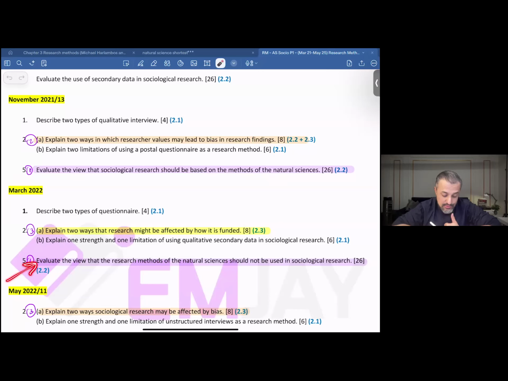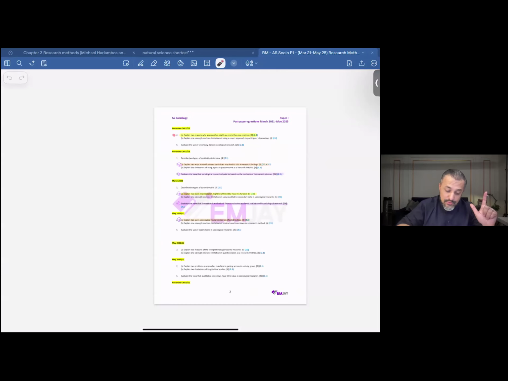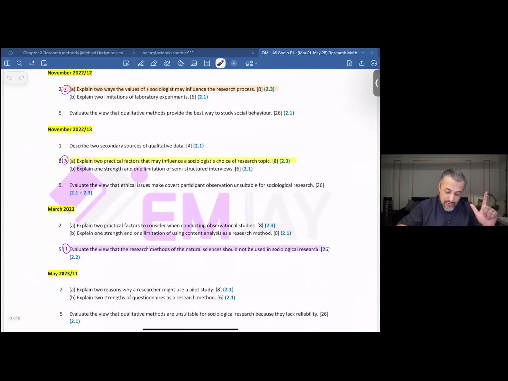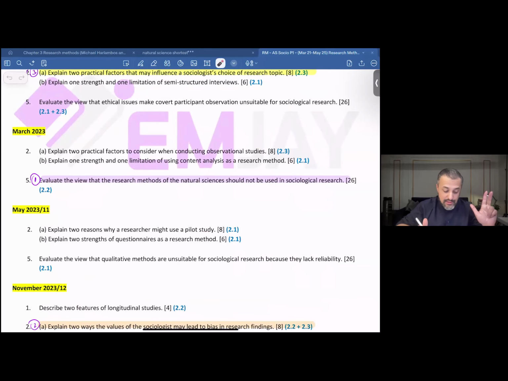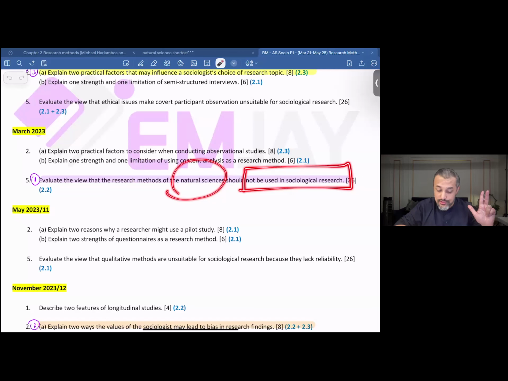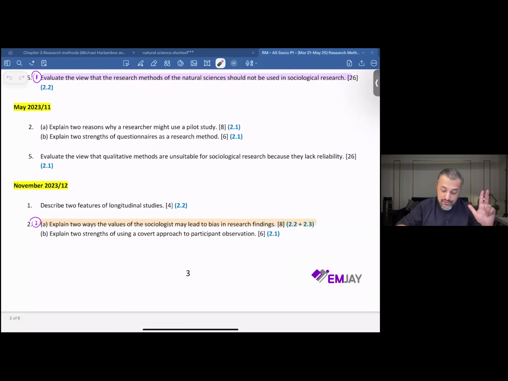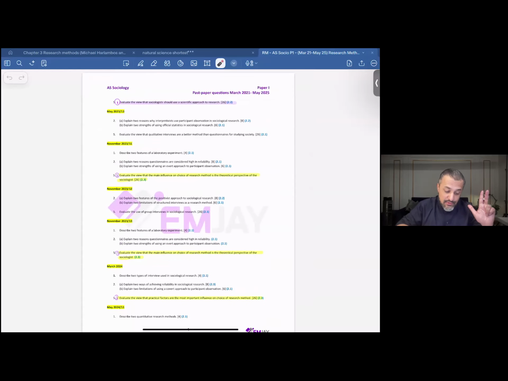Again, let's move on to March 2022. Evaluate the view that research methods of the natural sciences should be used in sociological research. So even if we count the two questions from November 2021 as a single question, we've had a question on this topic again in March 2022. We've had a question again in March 2023, and the question reads, evaluate the view that the research methods of the natural sciences should not be used in sociological research. So we've been questioned on this as a 26 marker, thrice for now.